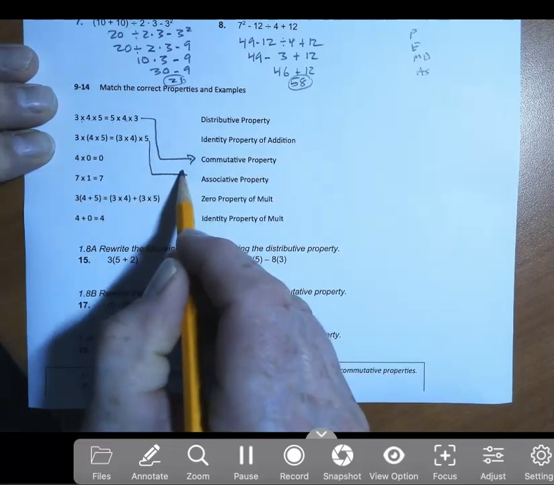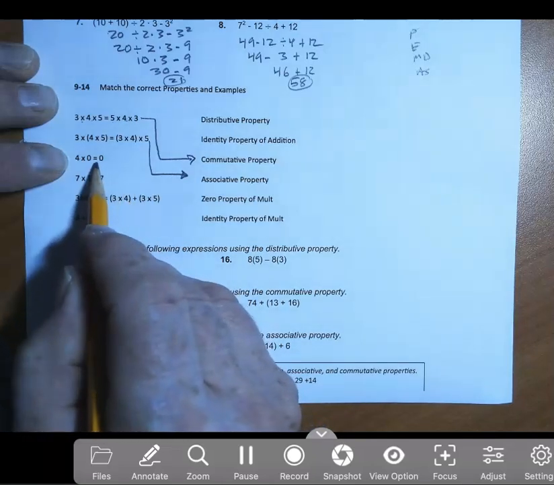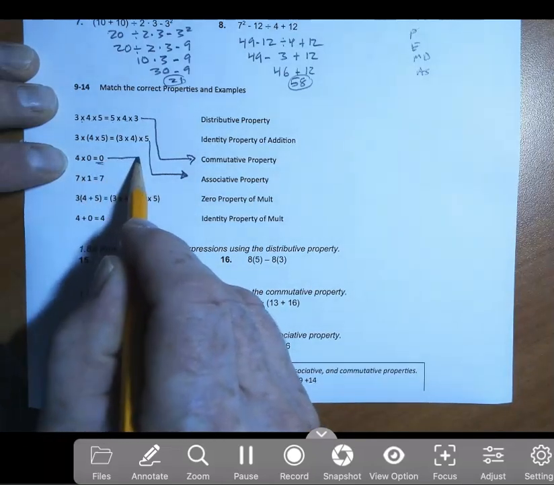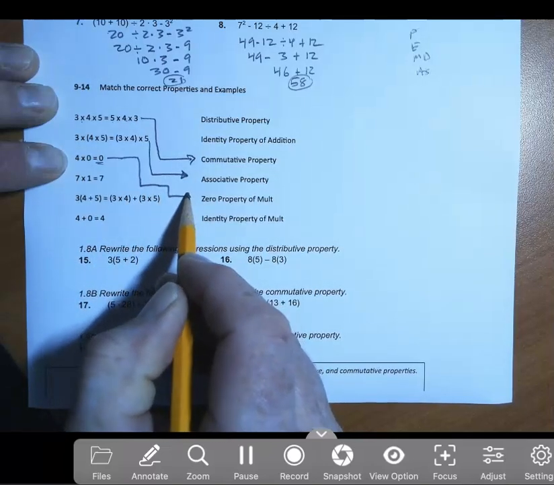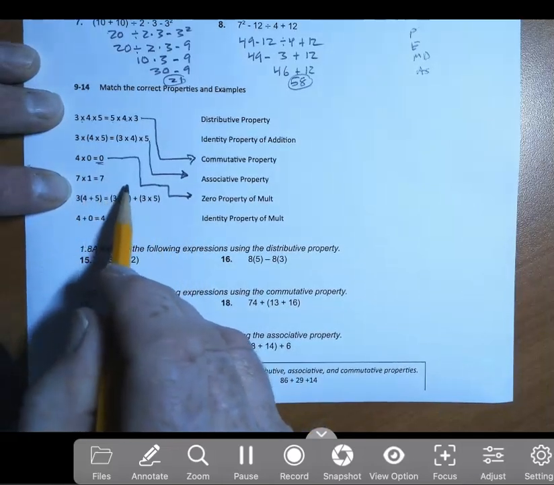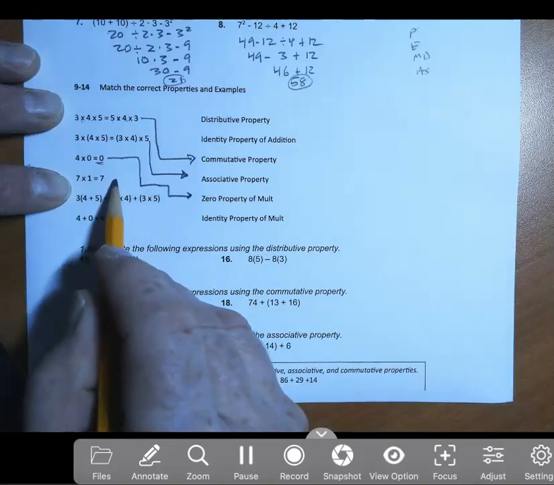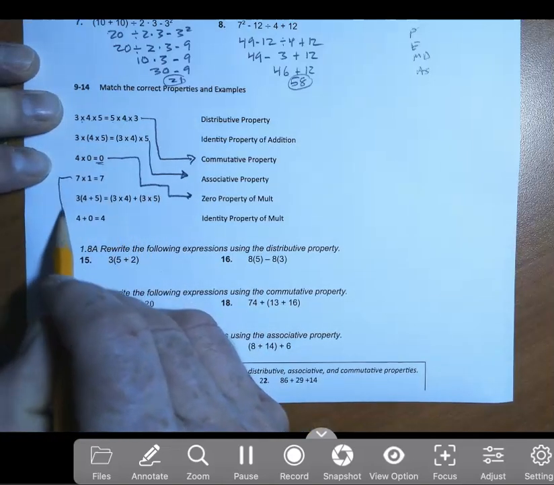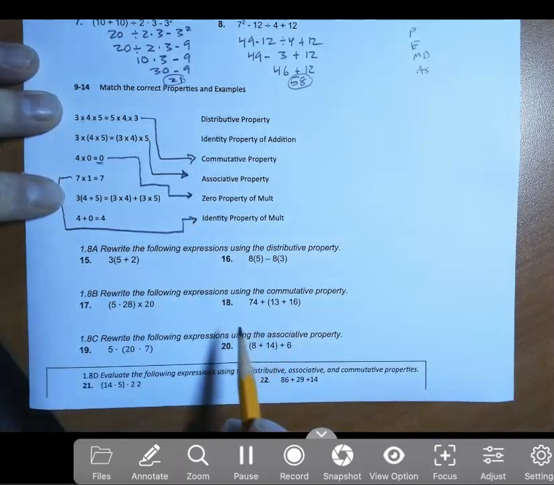Come on down here, we've got the associative property. This is 4 times 0, so that's just anything times 0. That is going to be the 0 property of multiplication. This one here is 7 times 1 is 7, so that's just anything you multiply by 1. So that one, I'm going to bring it over here. This is going to be the identity property of multiplication.